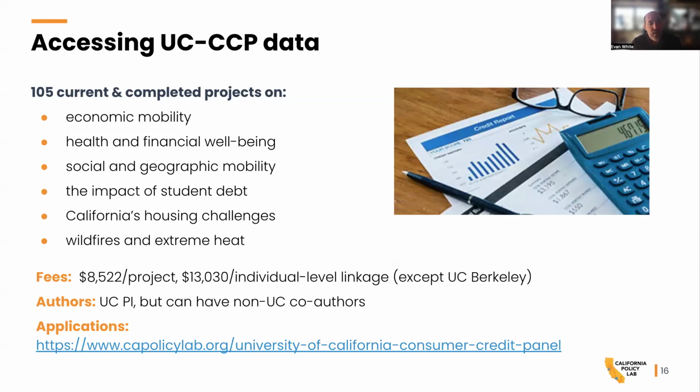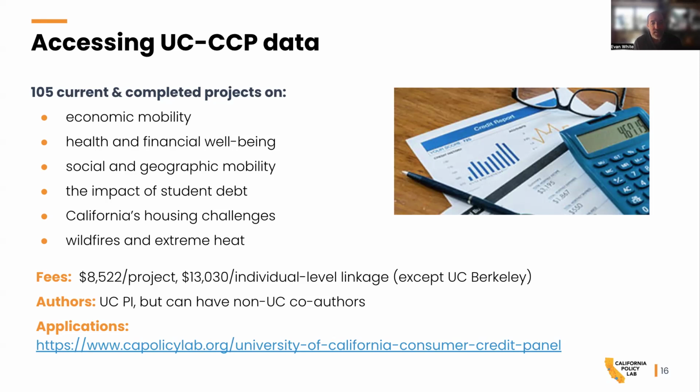We currently have over 100 projects that are either ongoing or completed using the credit panel data. Some of them focus on things you would think of, like consumer finance and financial well-being, but you can also use the data for looking at questions around residential mobility and where people migrate to, as well as people have studied things on wildfires and extreme heat and other things as well. So lots of different potential topics there to study.